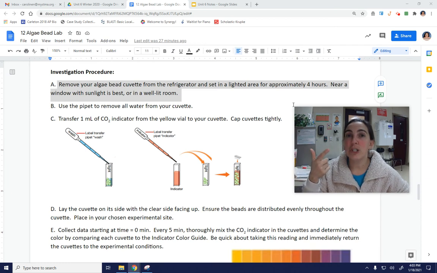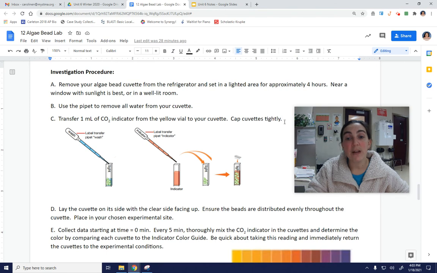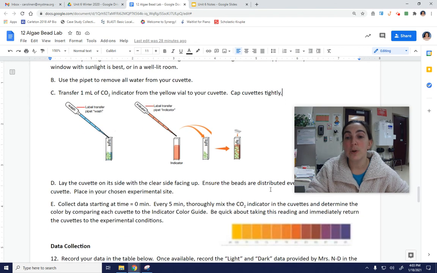You can think about changing the temperature or the distance away from the light or any of those factors. But make sure you keep track of what you're doing and record what your setup looks like, because we're going to be discussing that on Friday.